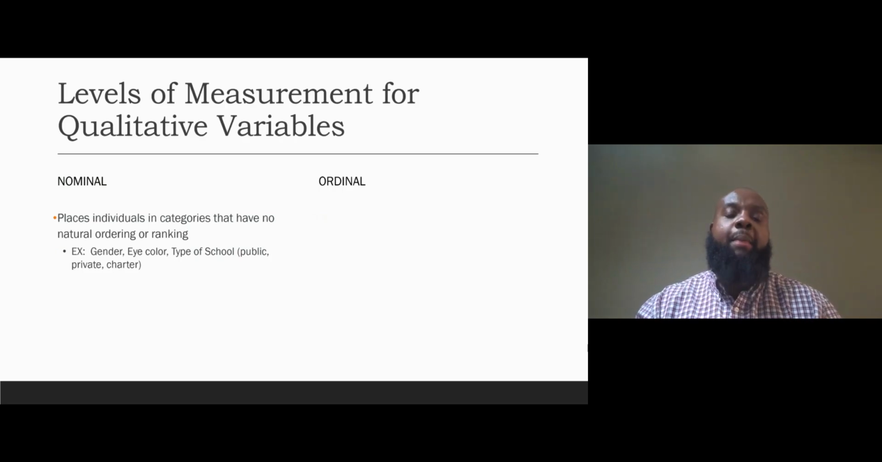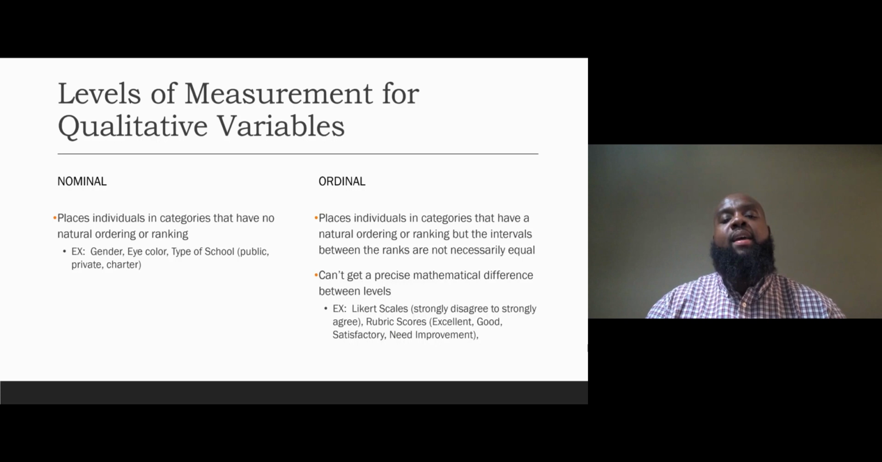Another type of variable that is measured on the nominal level is something like eye color, or the type of school, whether it's public, private, or charter. There's no natural inherent ordering of those categories. The other level of measurement that applies to qualitative variables is ordinal. Variables measured at the ordinal level of measurement place individuals in categories, but those categories have a natural ordering or ranking.